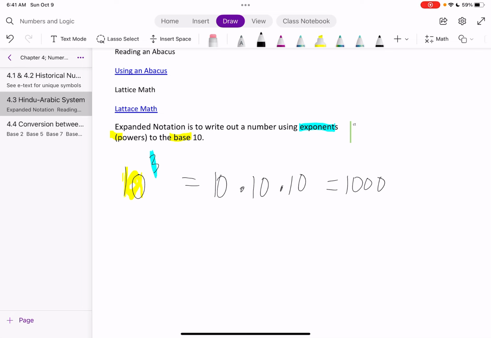And you might say, why would I ever do this? It's so much easier to just write out the number. Correct. But when we get into 4.4, conversion between bases, we have to take a number and turn it into expanded notation, and then change our base, in this case base 10, to another type of base. And this is typically how binary math is done for computers. That's why we're learning this: for computers and computer programming, which most of the students who take this class are interested in.